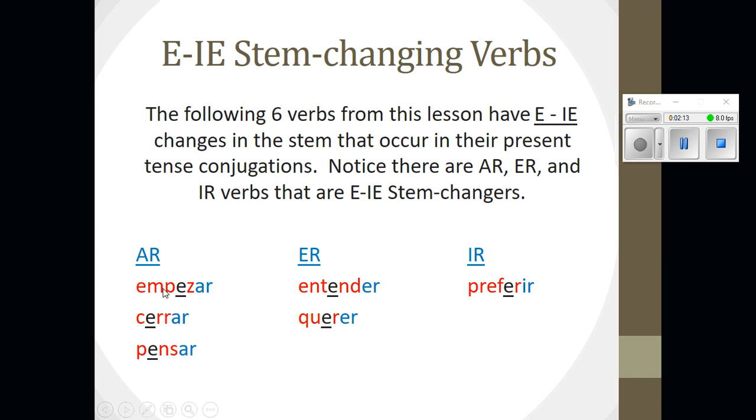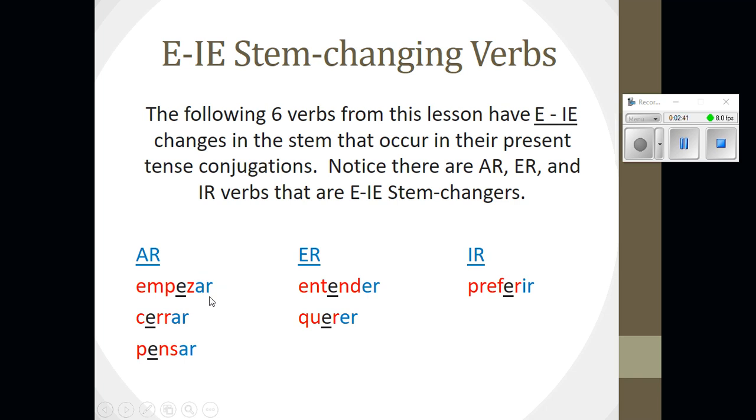Okay. 3 of those verbs, empezar, cerrar, and pensar, are all AR verbs. Okay? 2 of them, entender and querer, are ER verbs. And then there is one, preferir, that is an IR verb. All right, also please notice that I've underlined here the E that will change in the stem when you conjugate the verb. Okay? Also, when you conjugate the verb, just like we've already learned, you do have to pay attention to the type of ending.